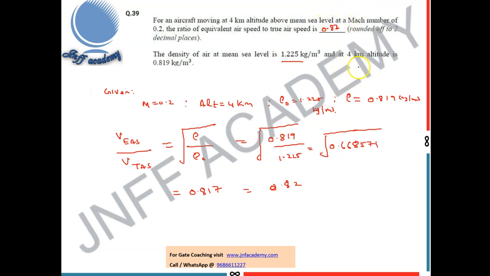is the right answer. And it makes sense also, right? Because we always know that the equivalent airspeed will always be less than the true airspeed. The actual flying speed of the aircraft is always higher than the equivalent speed of the aircraft. So that's the reason the equivalent airspeed divided by true airspeed is coming out to be less than 1, which makes sense.